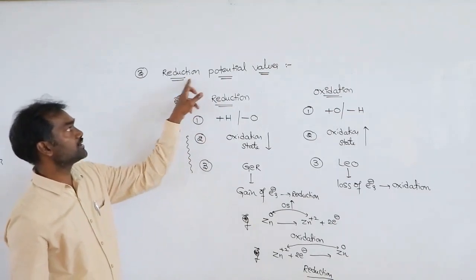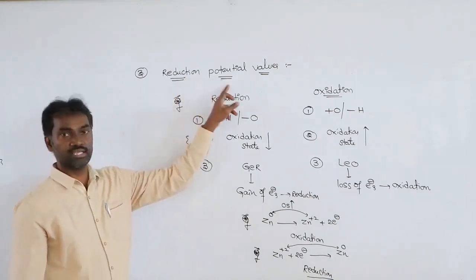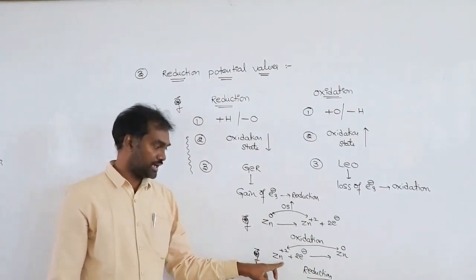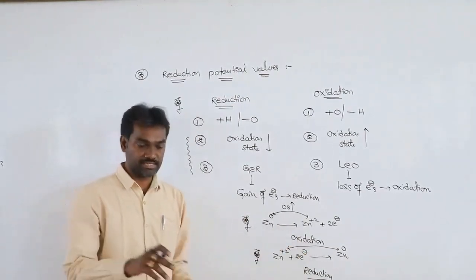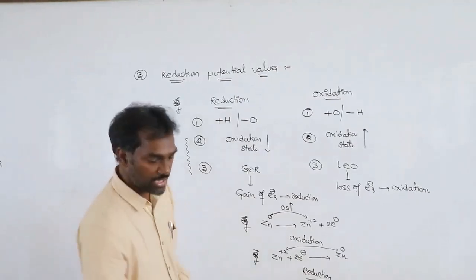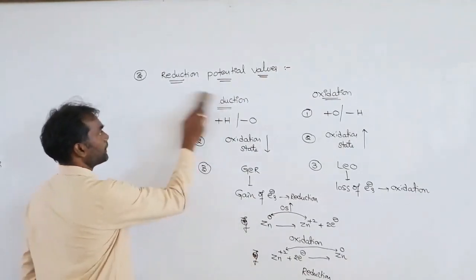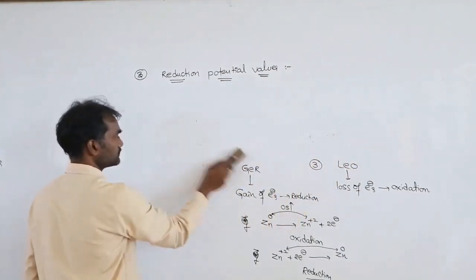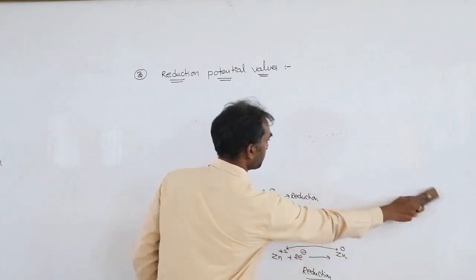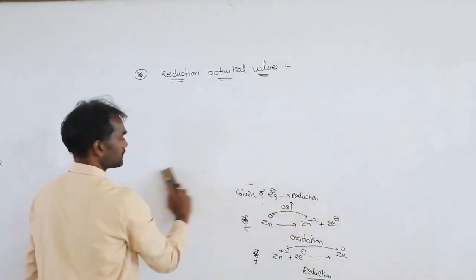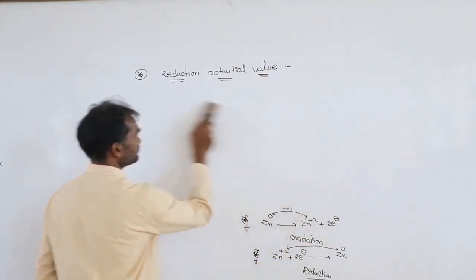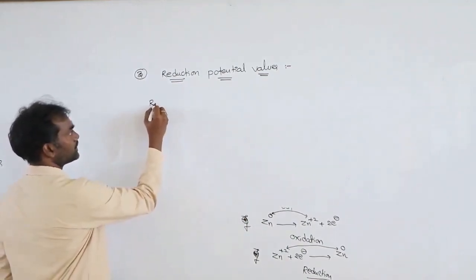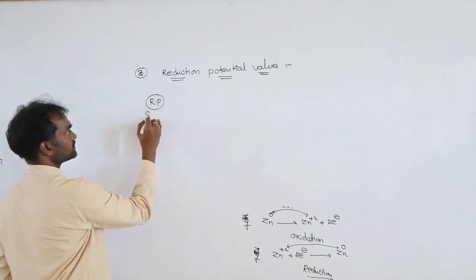Now we are going to discuss reduction potential values. Whatever the atom or ion, the scientists have given reduction values. Based on those values, I am giving the reduction potential series.